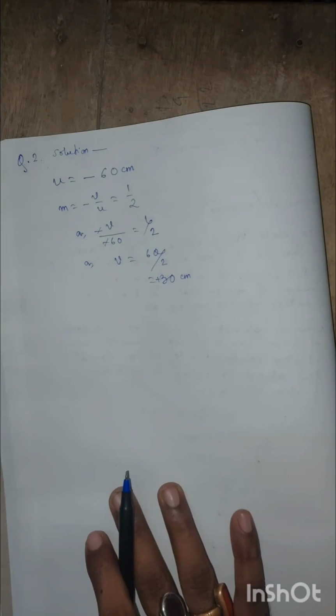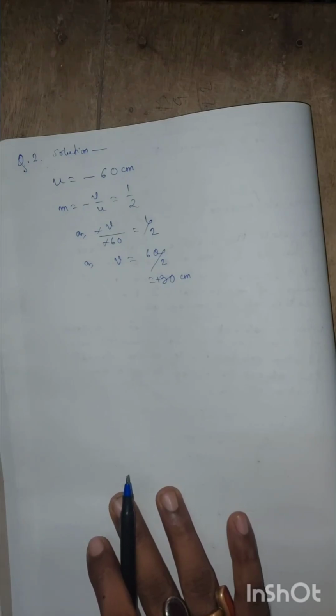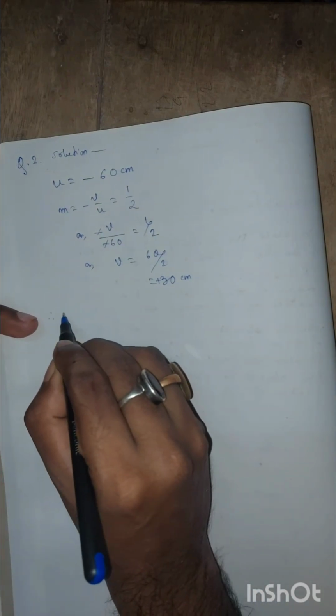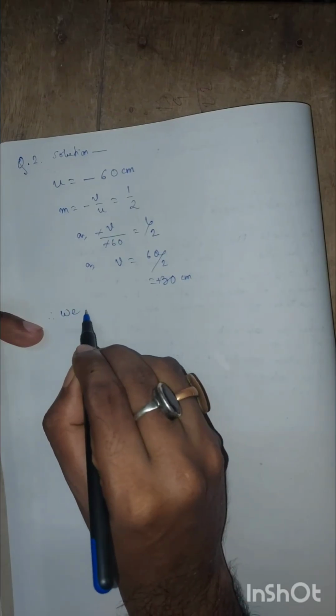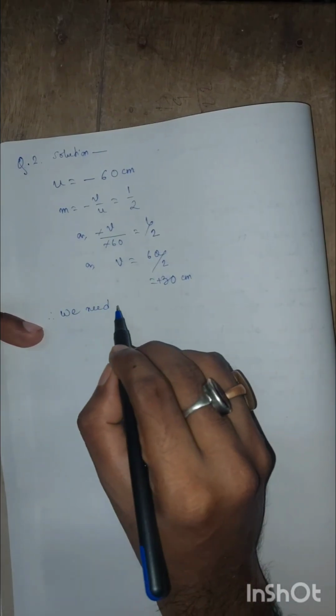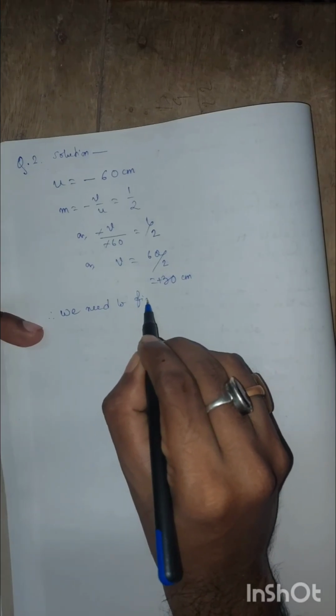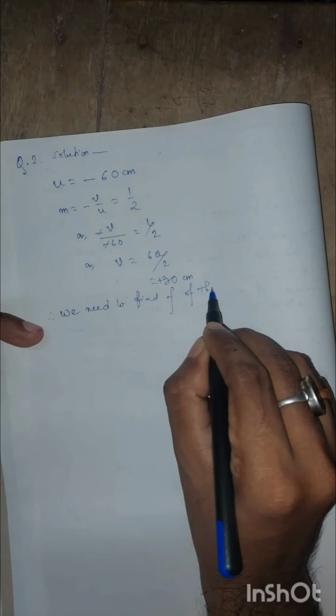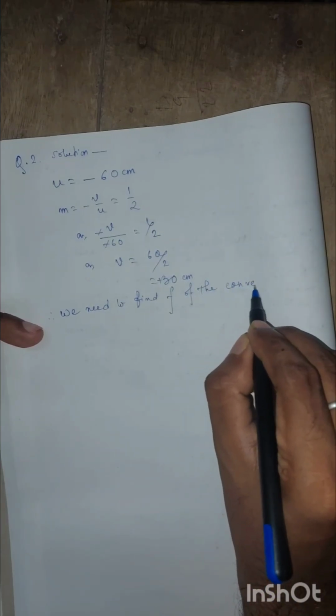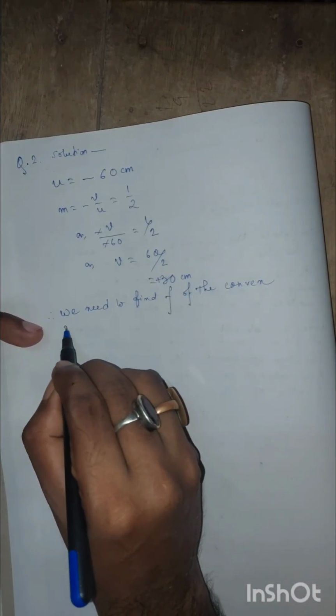Now we know v, so we can easily find out the focal length of the mirror. So therefore we need to find f of the convex mirror.